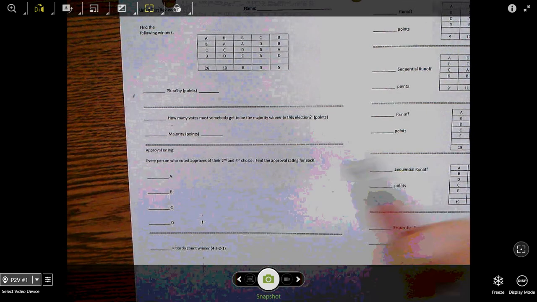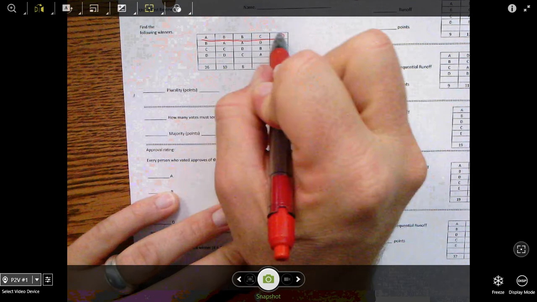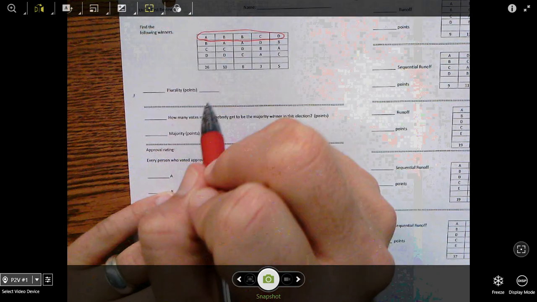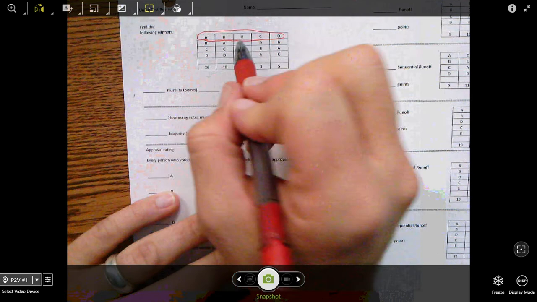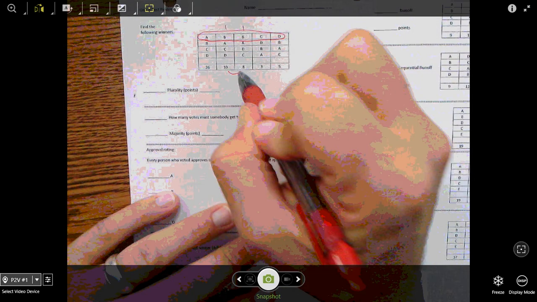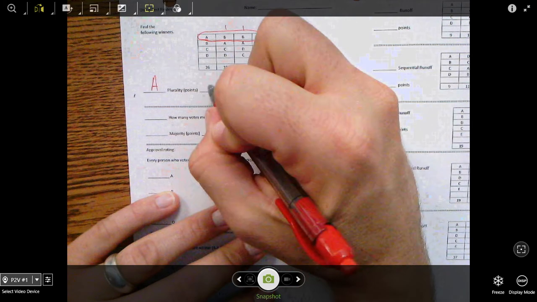Plurality means everybody that's in first place. So that means I am looking at all of my first row. And so A has 26 votes, B won these two columns, but adding them up gives you 18, C has 3, D has 5. So A has 26.